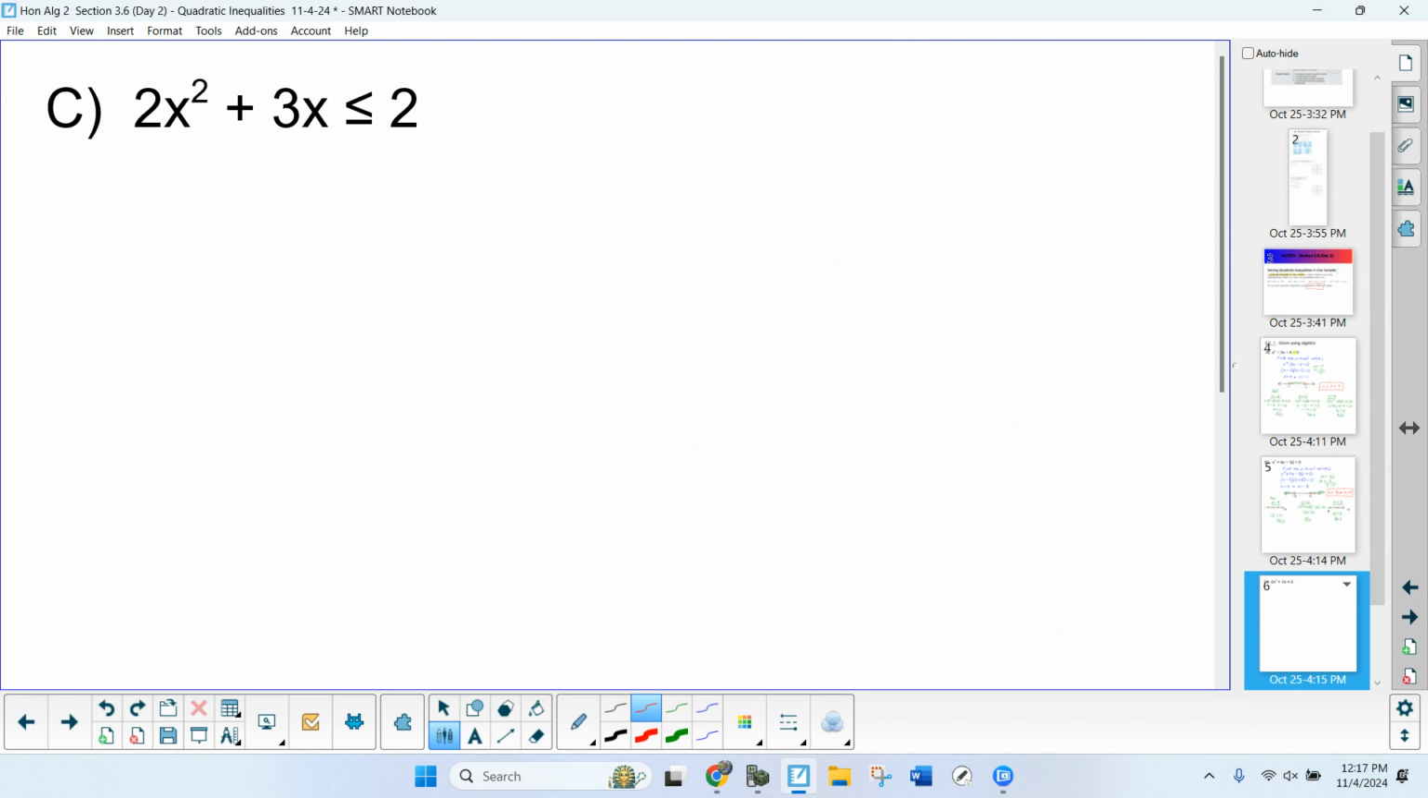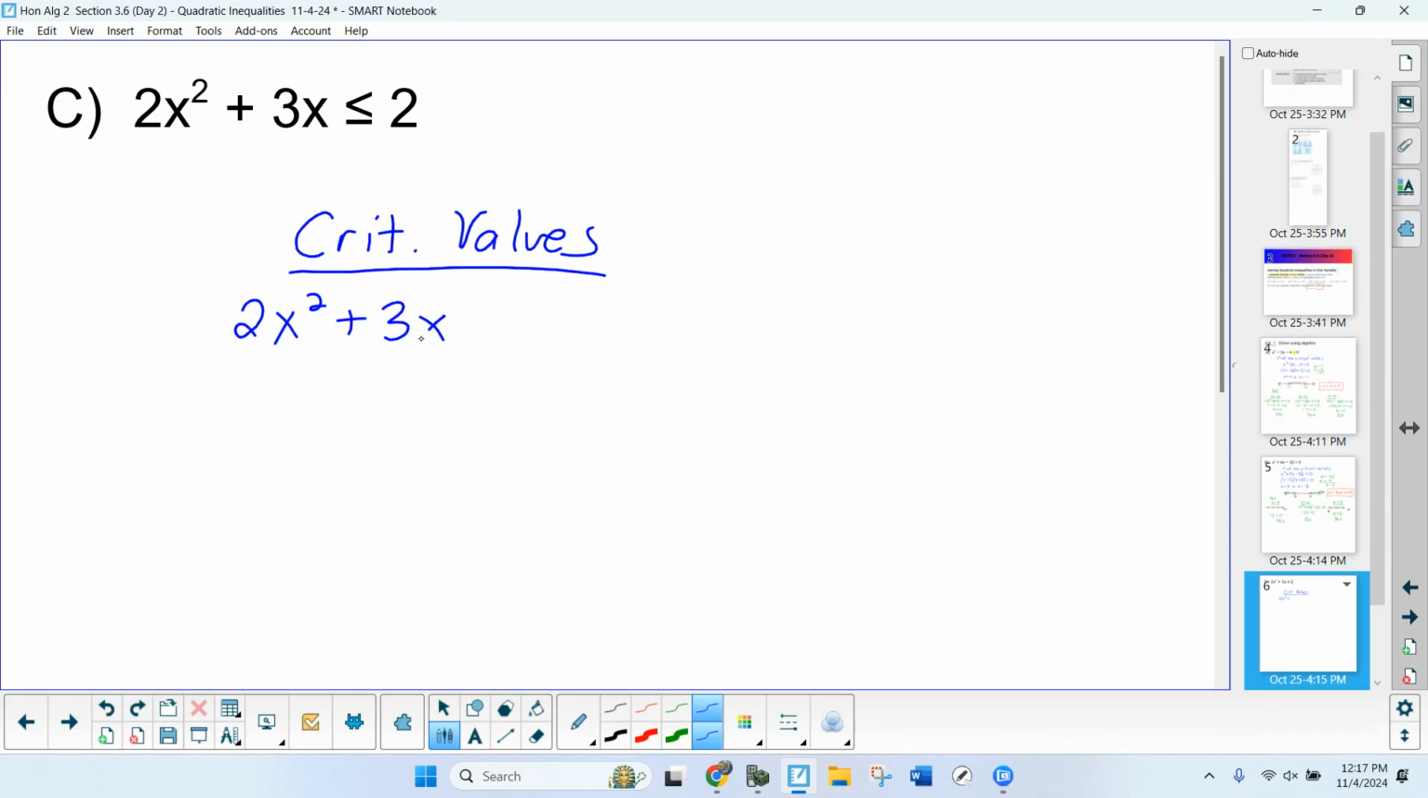What's wrong with this one from the get-go? Okay. So when I find the critical values, I'm going to start with the critical values. I have 2x squared plus 3x equals 2. What do you guys have to do with that 2? Subtract it over. Quinn says subtract it over. You guys are right. So I get 2x squared plus 3x minus 2 equals what?